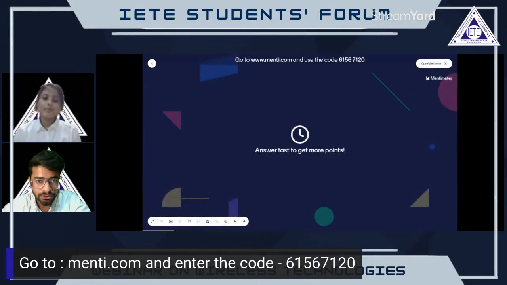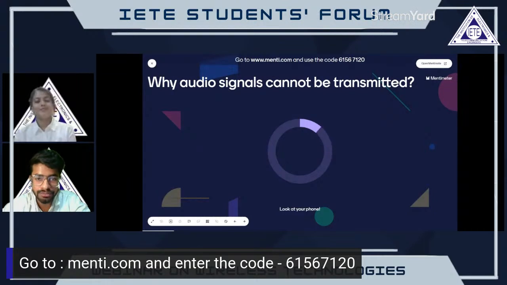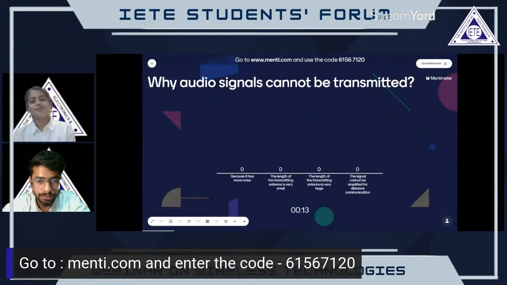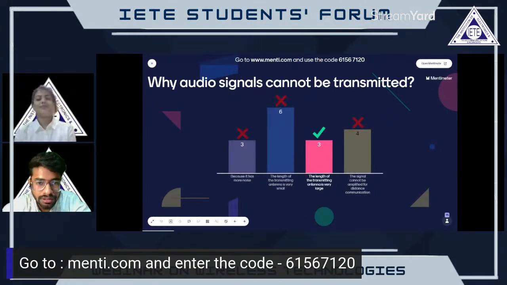Let's begin with the first question. The first question is: why can audio signals not be transmitted directly? We have four options, and only one option is correct. So choose correctly and quickly. Let us see how many of you can make it right. And the time is up. The correct option is option C, and I could see only three people made it right.